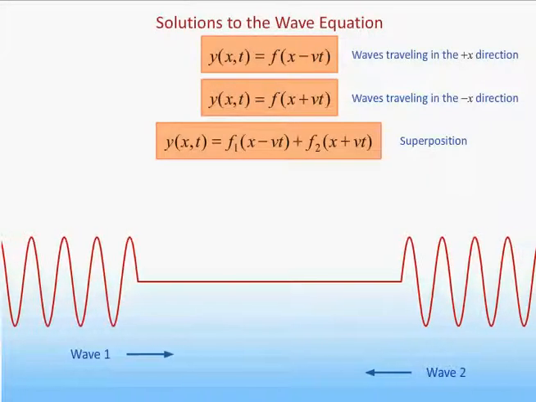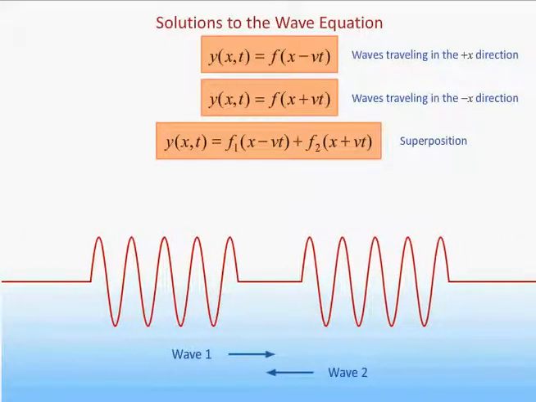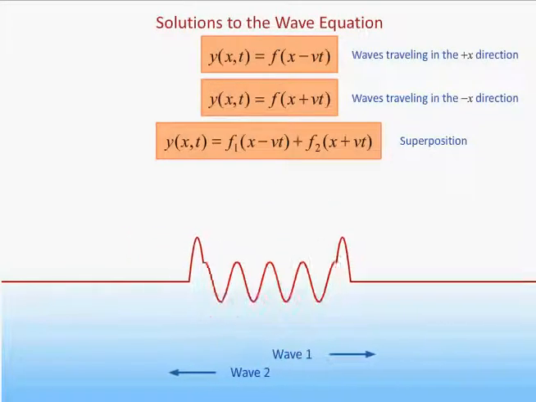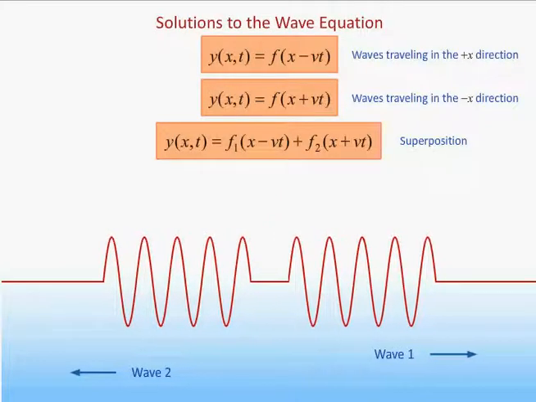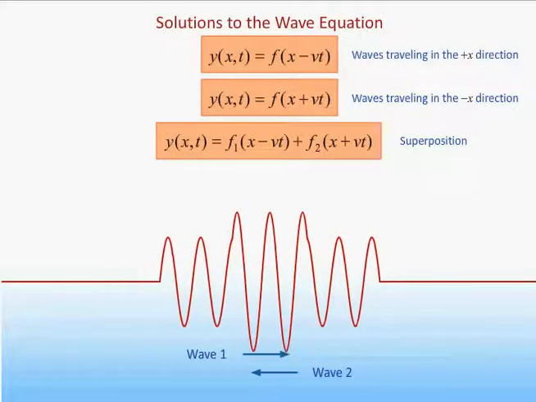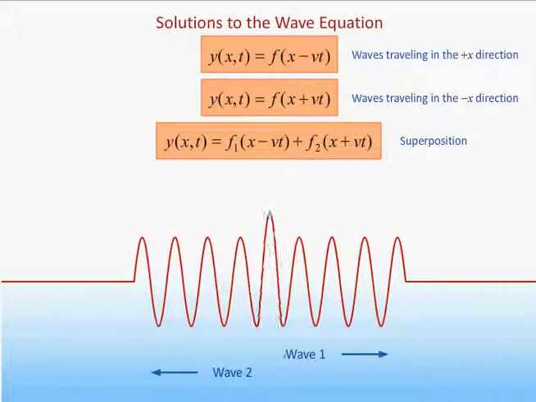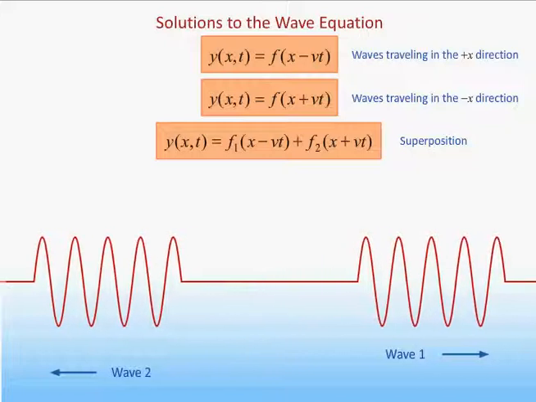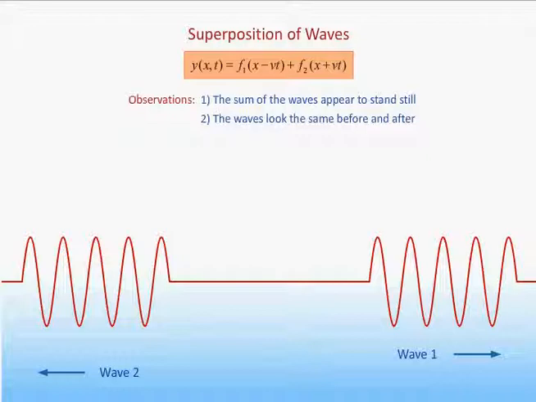We have two harmonic waves having the same amplitude and wavelength moving along a string in opposite directions. As they meet, the total displacement at that position and time is just given by the sum of the individual displacements. Now, there are two important things to notice here. First, as the waves pass each other, the sum seems to be standing still. Second, after the waves pass each other, they both look exactly the same as they did before they met. Both of these observations are interesting.